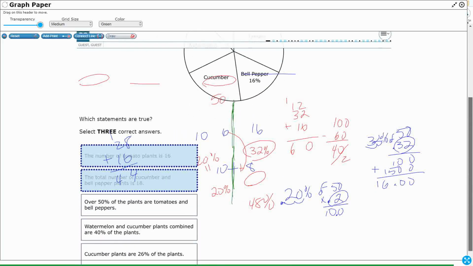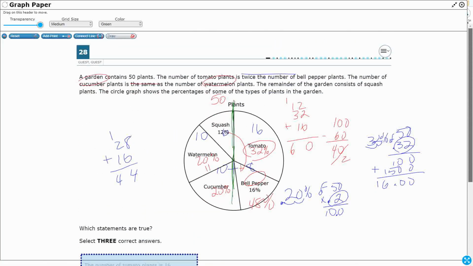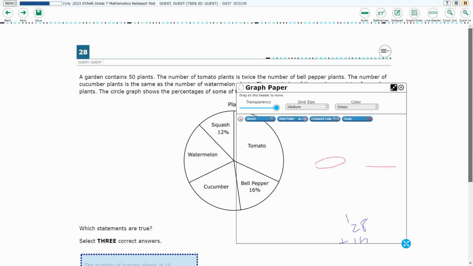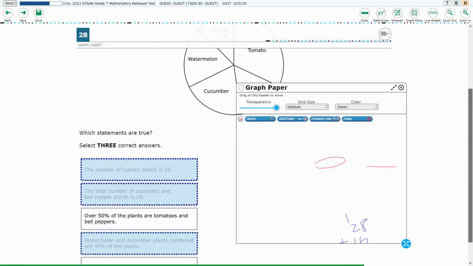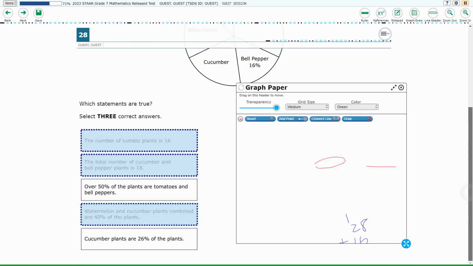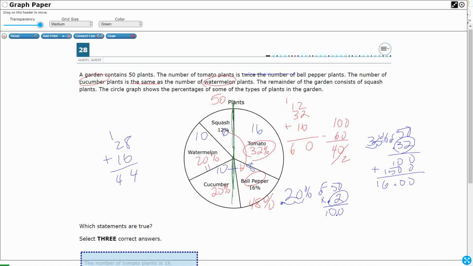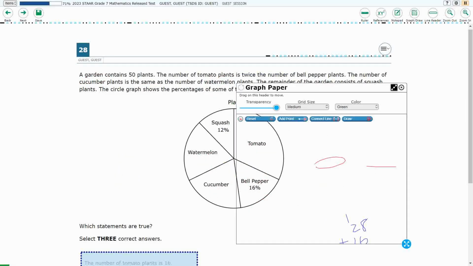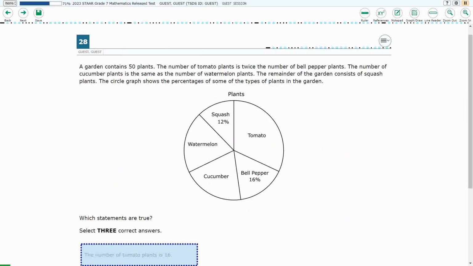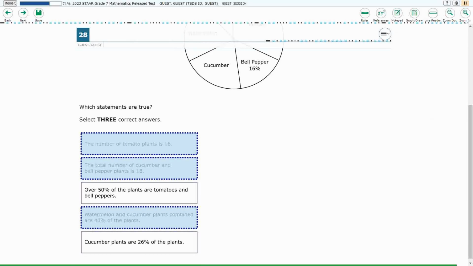Watermelon and cucumber combined are the 40%. Yes, we did figure that one out. Right, they're 20 each. So that looks good. Let's just make sure the last one is incorrect. Cucumbers are 26% of the plants. Nope, cucumbers are 20% of the plants. All right. So we've got our 3 correct answers, first, second, and fourth choices.